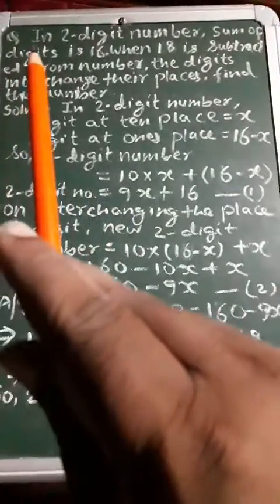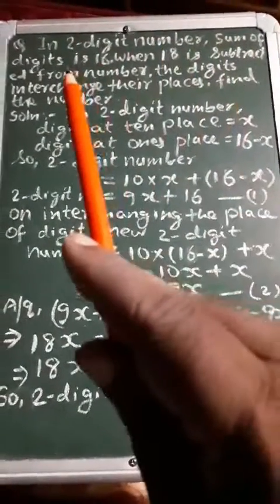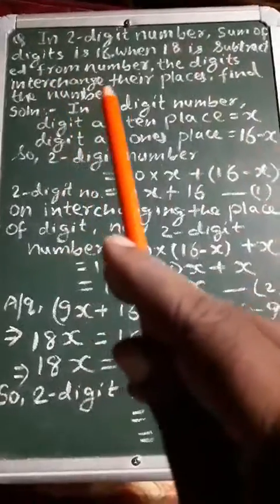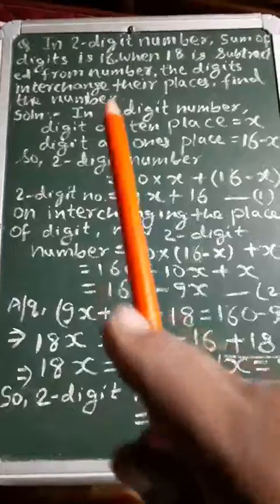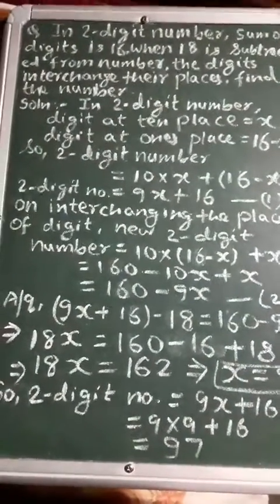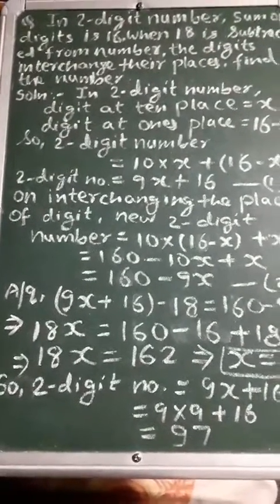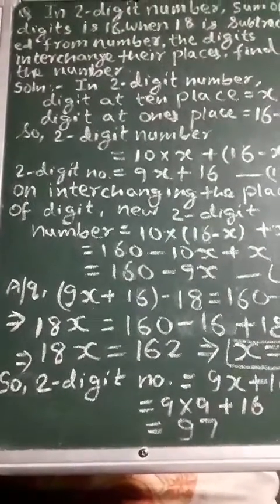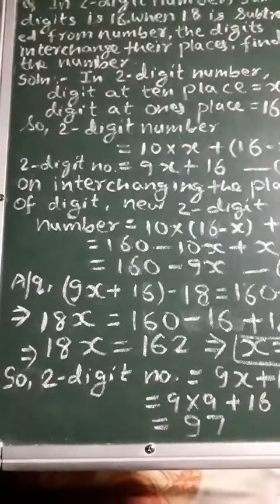Now, in a 2-digit number, the sum of digits is 16. When 18 is subtracted from the number, the digits interchange their places. Find the number. Listen my dear, 2-digit number means what? The number that consists of a tens place digit and a ones place digit, just like 10, 11, 12, and so on till 99. They are all 2-digit numbers.